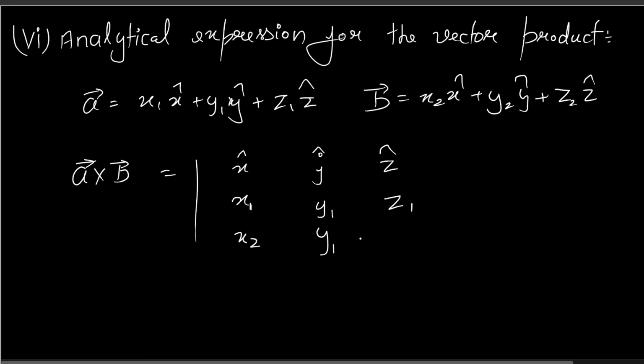And what you have to do is solve this determinant, and then you will get the answer for the a cross b vector. And just look, after solving the determinant, your answer is a vector quantity. Yes, that's very important. After the cross product, you will get a vector quantity, and do not forget, the direction of the resultant vector after doing the cross product is given by the right hand rule.